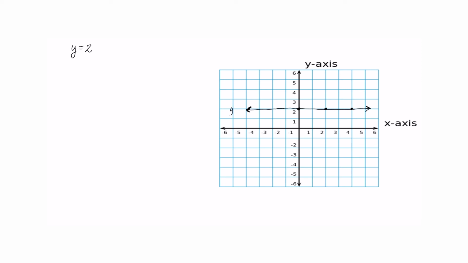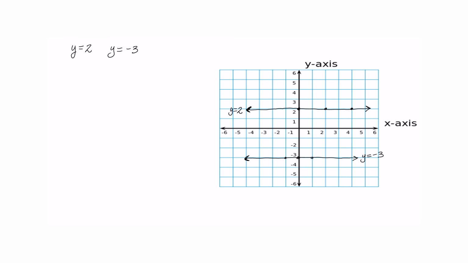So let's label this one. We'll call it y equals 2. And let's graph another one. Let's graph, for instance, y equals negative 3. Well, y equals negative 3 is going to be down here, and it also is going to be a horizontal line. So that's going to be y equals negative 3.